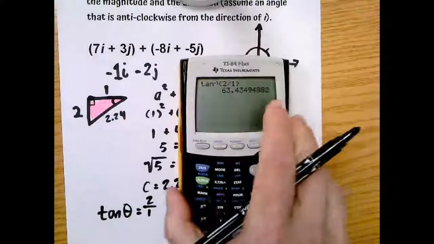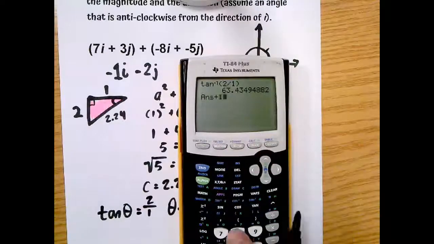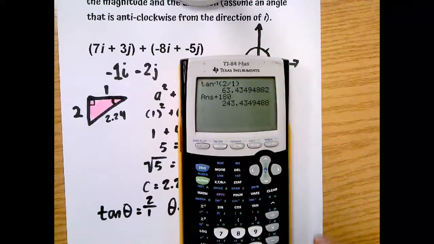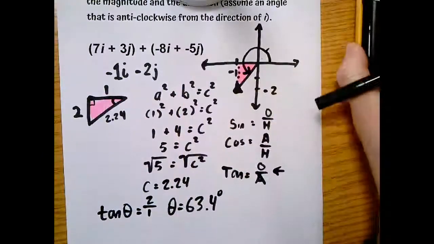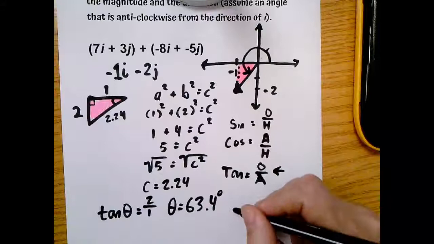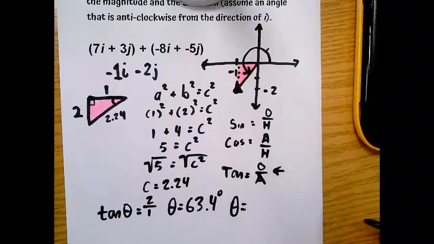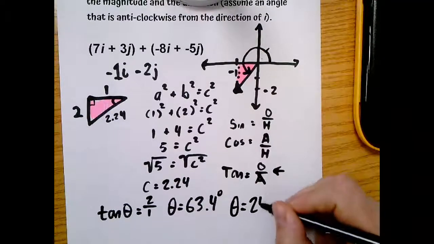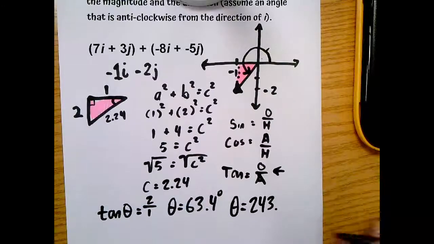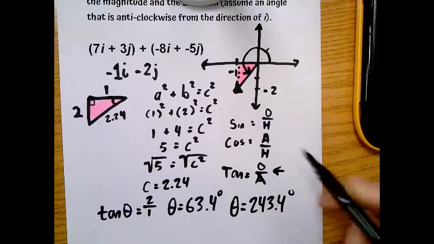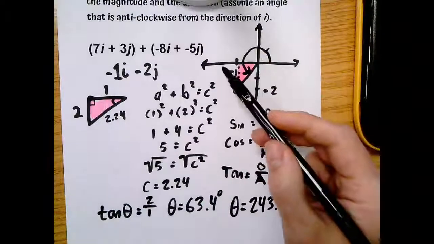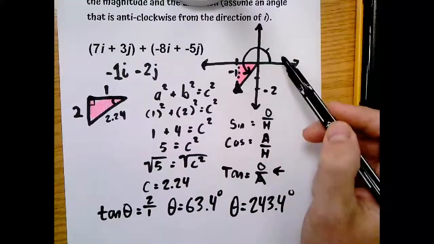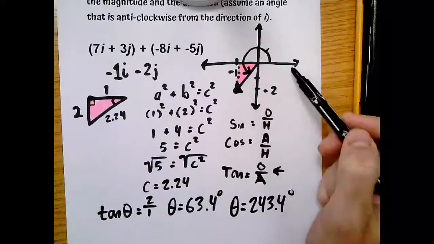So I have my value right here. What I'm going to do is just add 180. And so now I know that it's 243.4 degrees. And that makes more sense. So I'm going to say my theta is 243.4 degrees. And that makes sense. We're in the third quadrant, so it should be in between 180 and 270, because we go 90, 180, 270, 360.